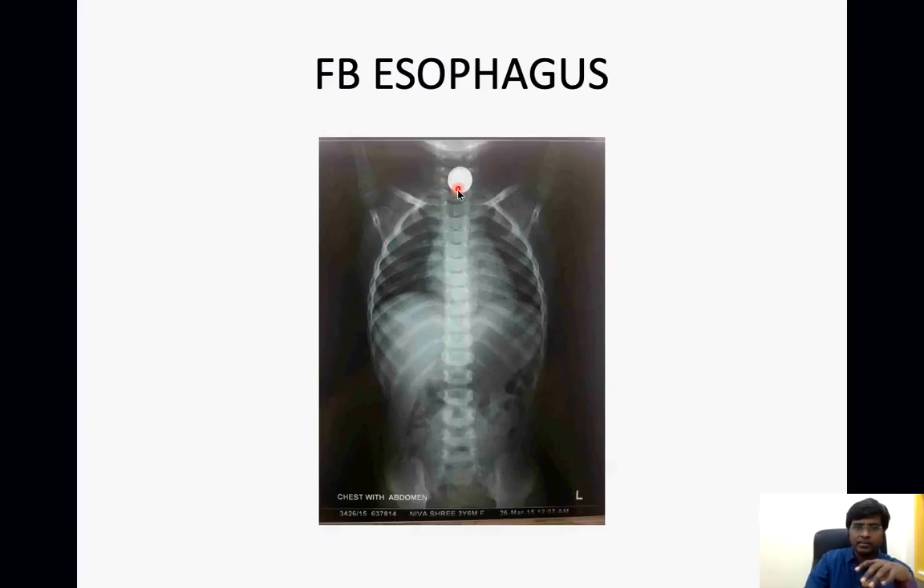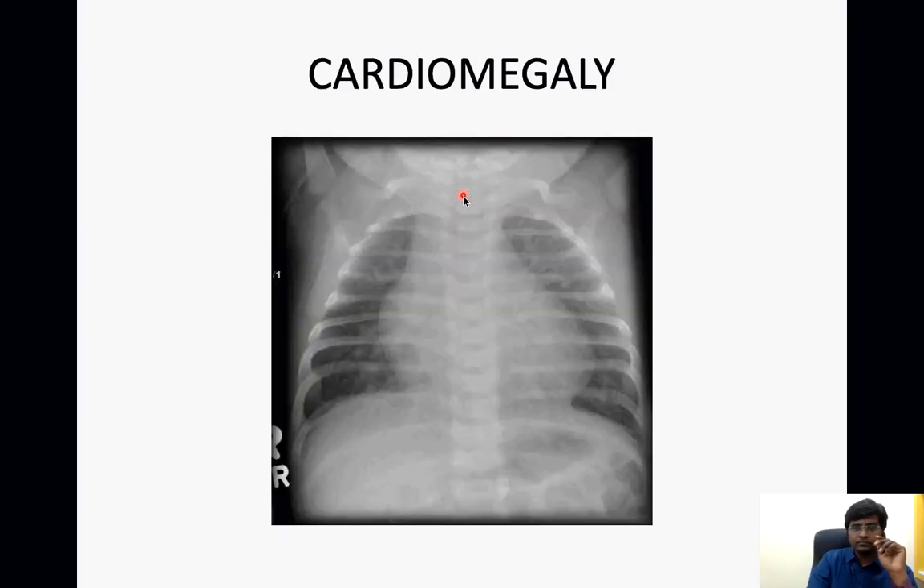So here you have a coin aspiration which is in your esophagus. When you are able to see the front and back of your coin, the foreign body is in the esophagus. Whereas when you are able to see the side profile of the coin, then you think that the foreign body is in your trachea.